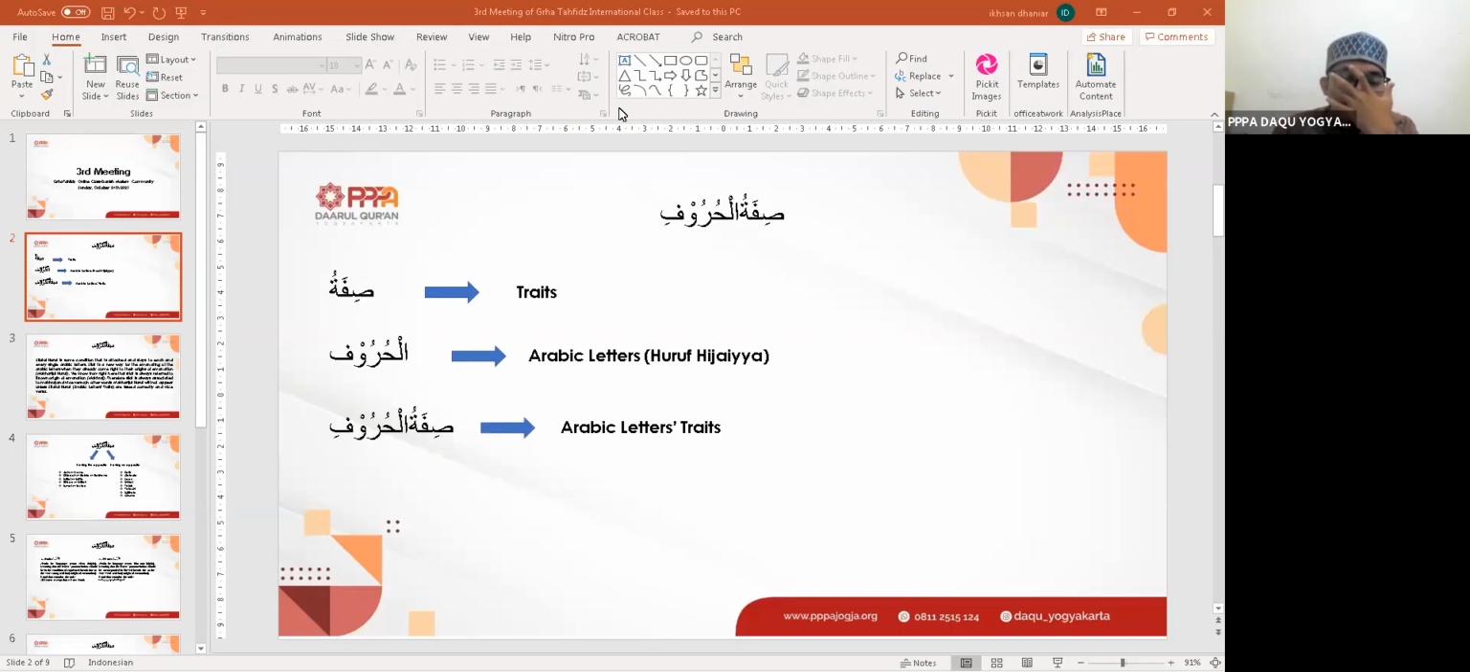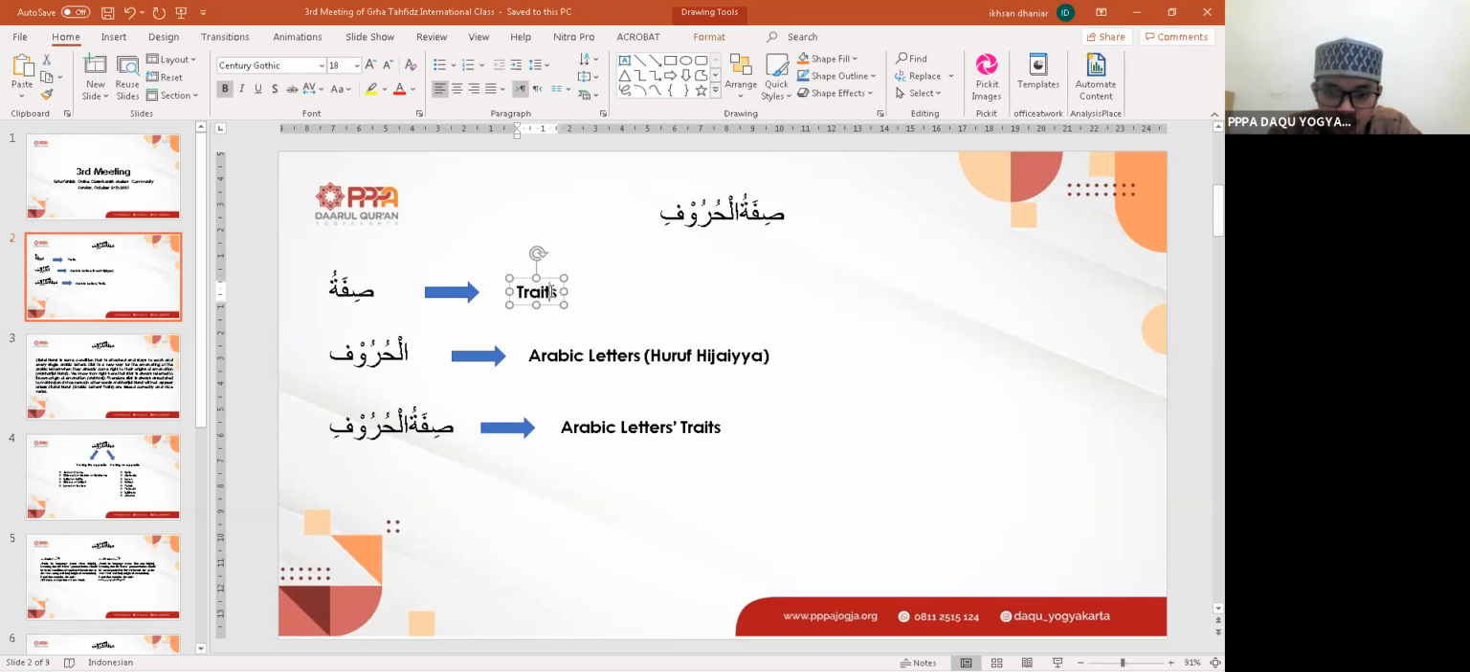So sifatul huruf, as you know, consists of two different words, as you know from the makharij al-huruf itself. Sifatul huruf is constructed by sifa or sifatun. It's singular. Sifa means trait. Sorry, I read it wrong. It's supposed to be trait, not traits, because it's singular.